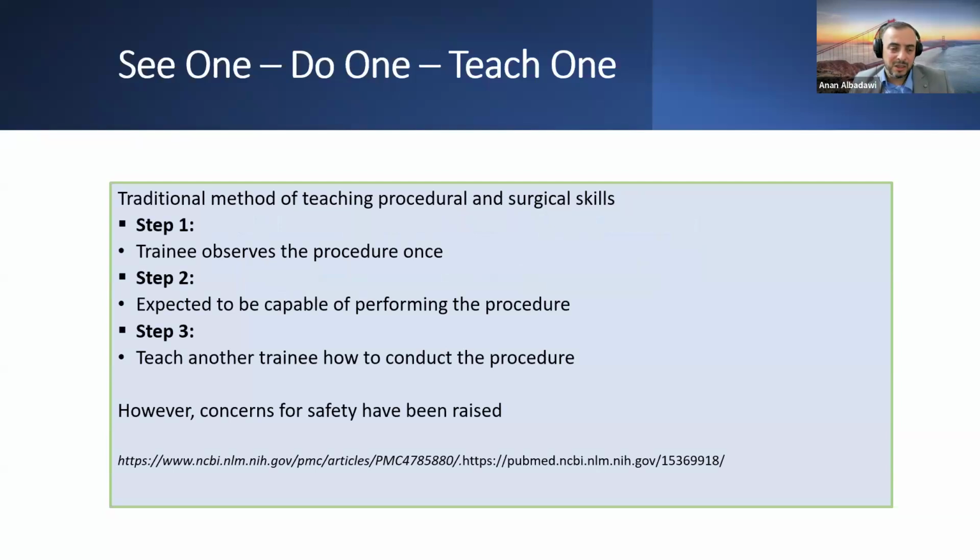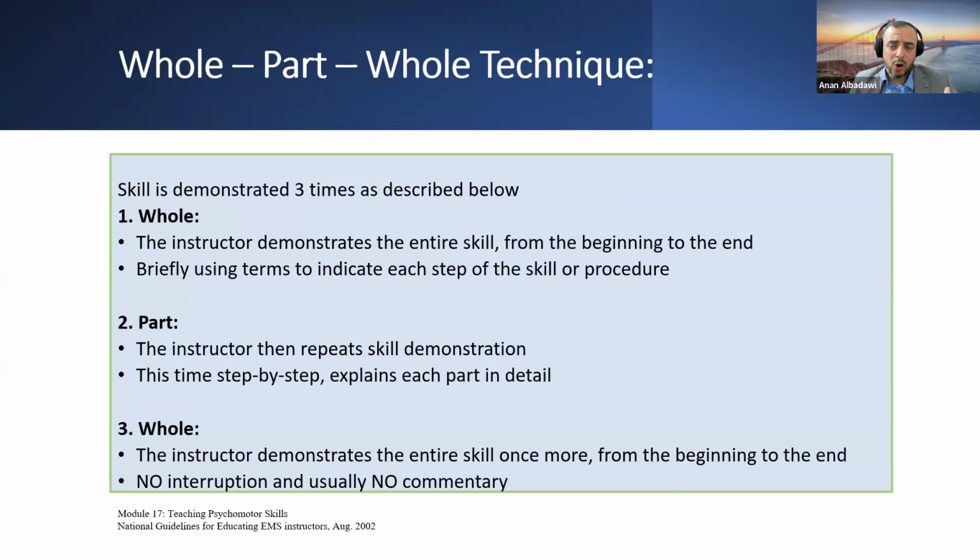This is an outdated framework because there are many safety concerns highlighted. The learner who sees the skill and does the skill one time is not actually safe to teach the skill for the subsequent candidates. Whole-part-whole has three phases. On the first phase, the instructor will demonstrate the skill with just headlines about each step: now I'm going to do this and this and this. And then upon completing the first part, the instructor will explain part by part how the skill should be performed, and finally will demonstrate the skill without any interruption.